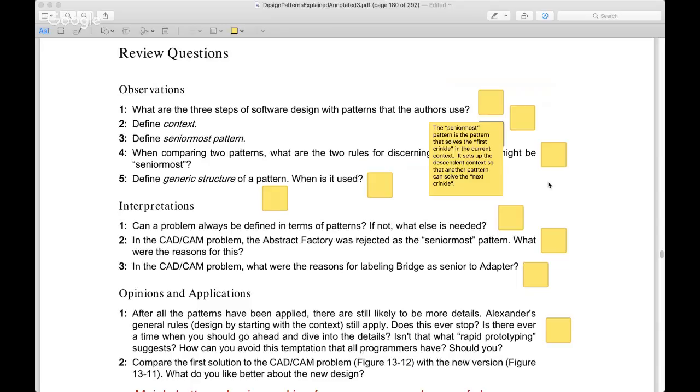My interpretation is the senior-most pattern is the pattern that solves the first crinkle in the current context. So it sets up the descendant context so that another pattern can solve that crinkle. And I like to express it at this point, it's turtles all the way down.